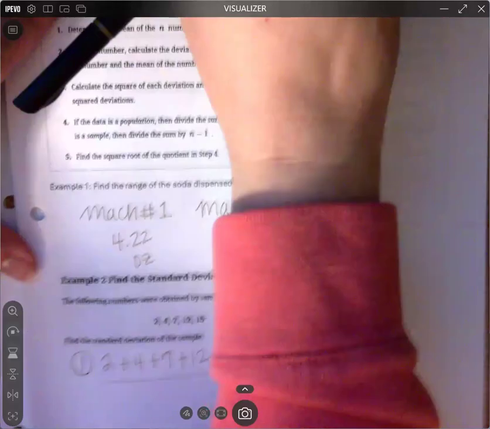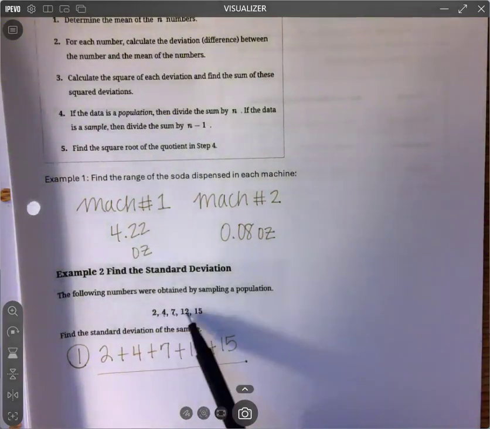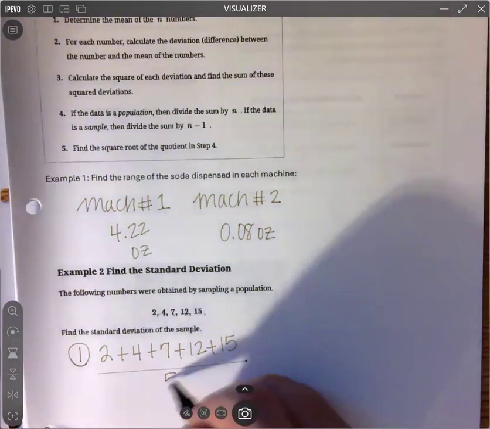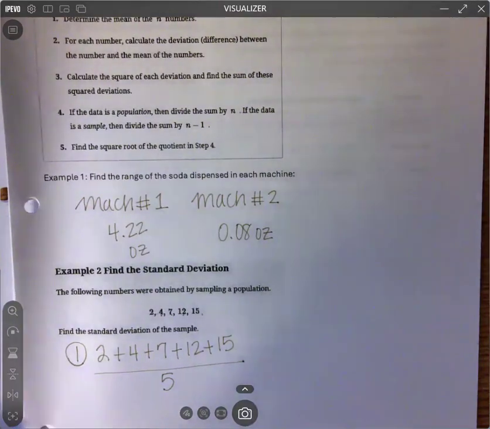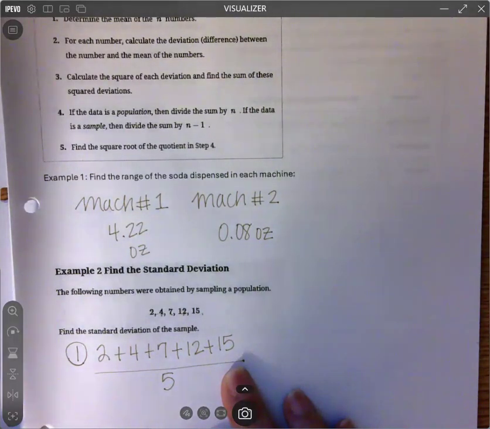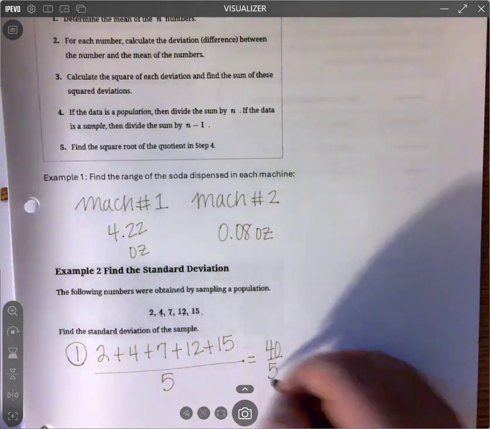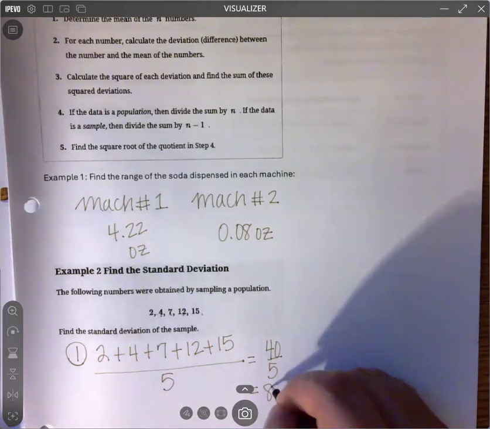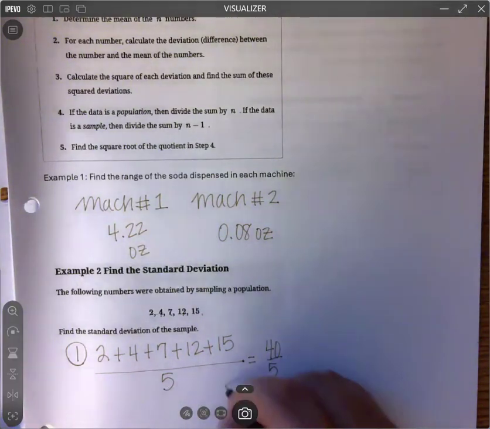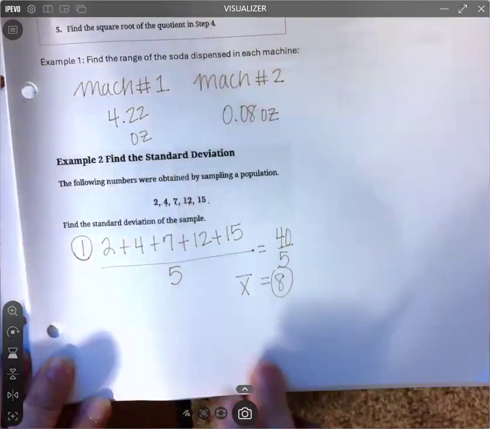So let me make this just a little bit smaller so we can keep this up here. So how many numbers are there? 1, 2, 3, 4, 5. So we're going to divide by 5. Well, add up these numbers on your calculator. Hopefully you get 40, divided by 5, which is 8. This is the mean, and we're going to use the variable notation for the mean of x bar.